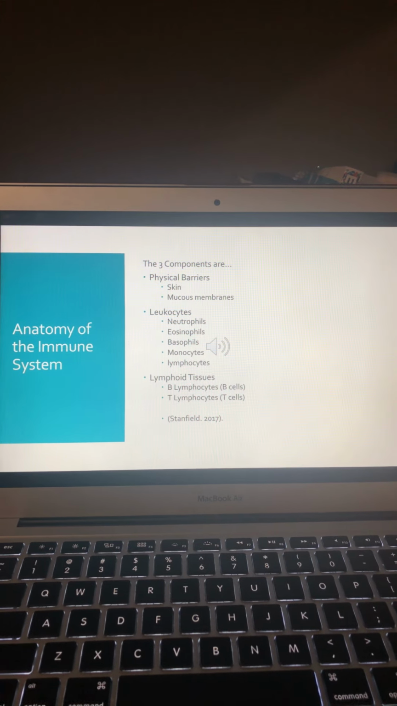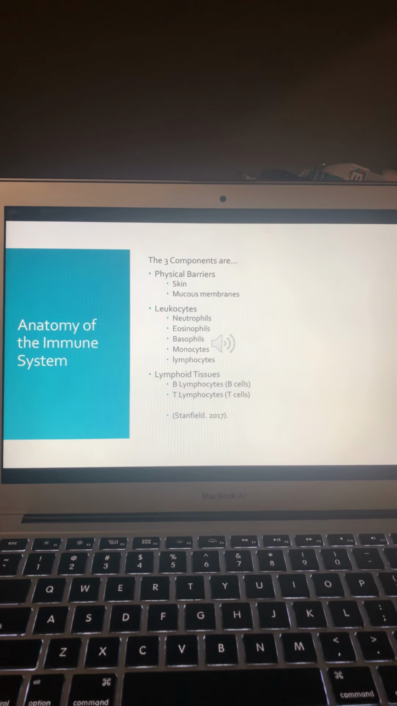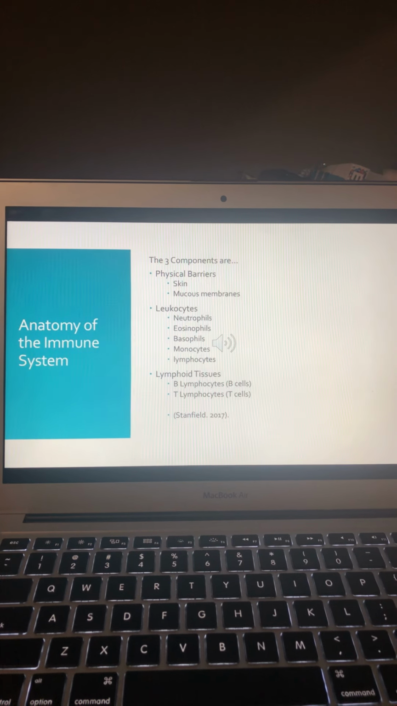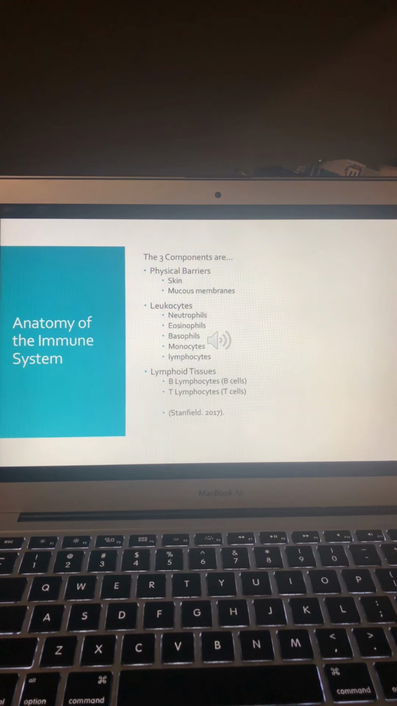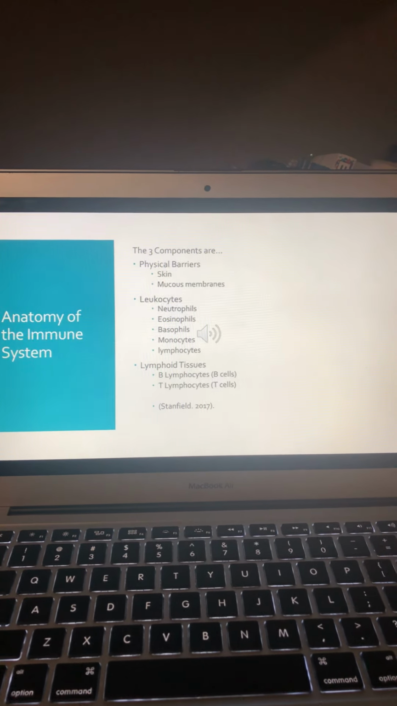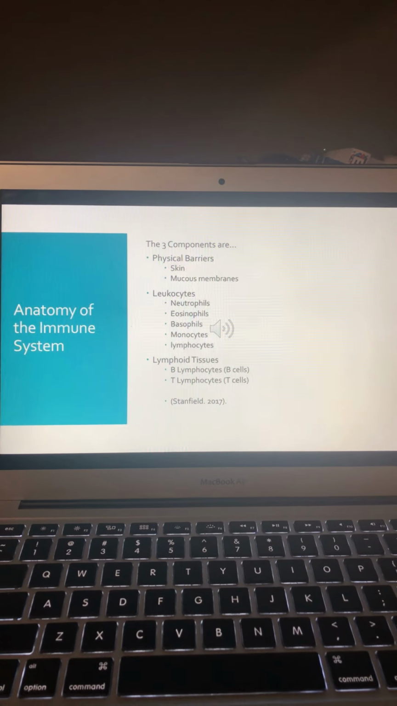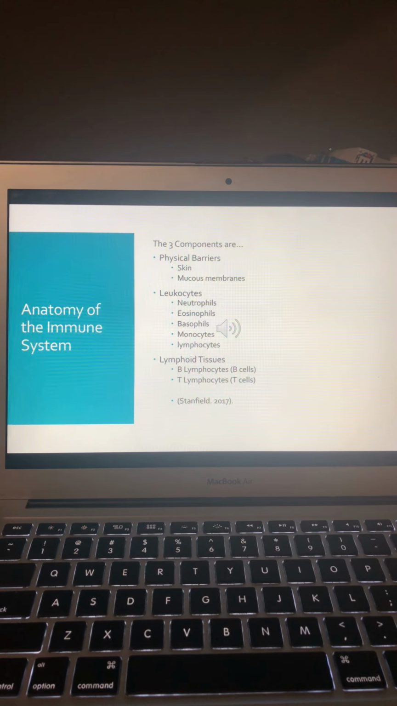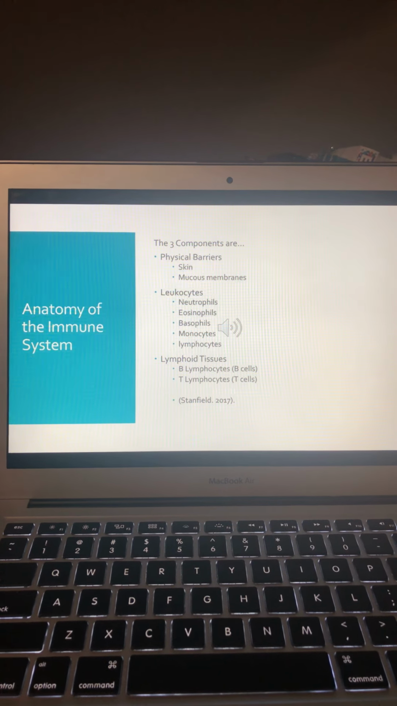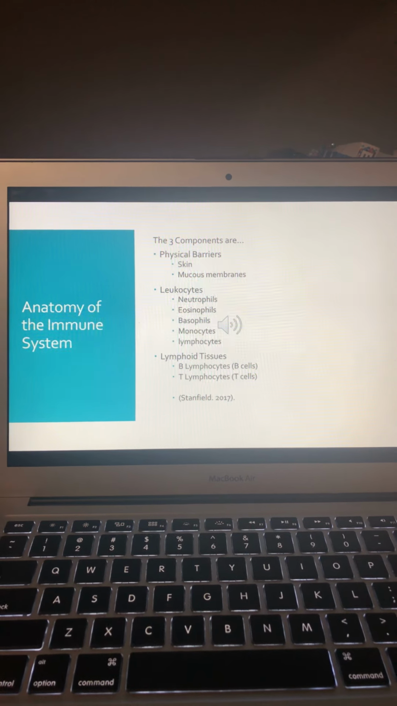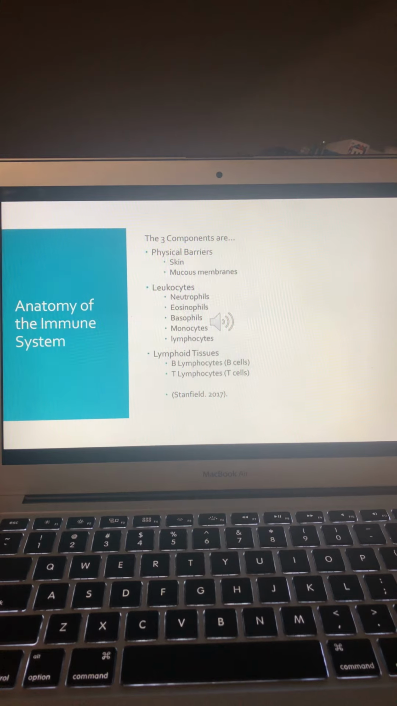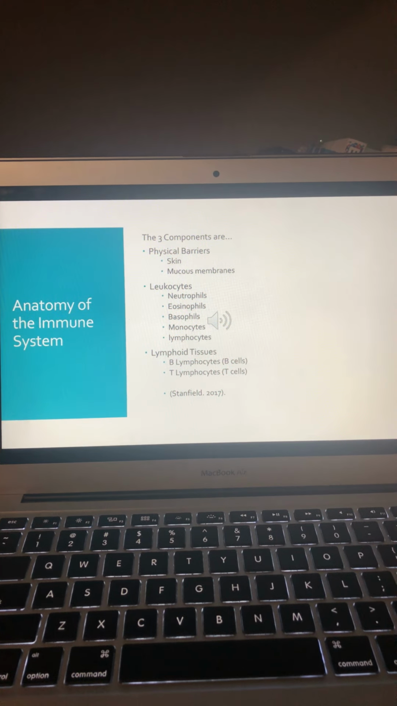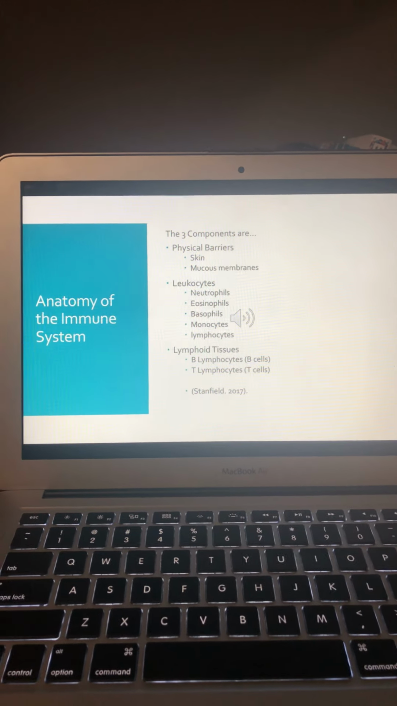Anatomy of the immune system. The three components of the immune system are physical barriers, leukocytes, and lymphoid tissues. Two physical barriers are skin and mucous membranes. The leukocytes are composed of five main ones: the neutrophils, eosinophils, basophils, monocytes, and lymphocytes. And lymphoid tissues are composed of B lymphocytes, or B cells, and T lymphocytes, or T cells.